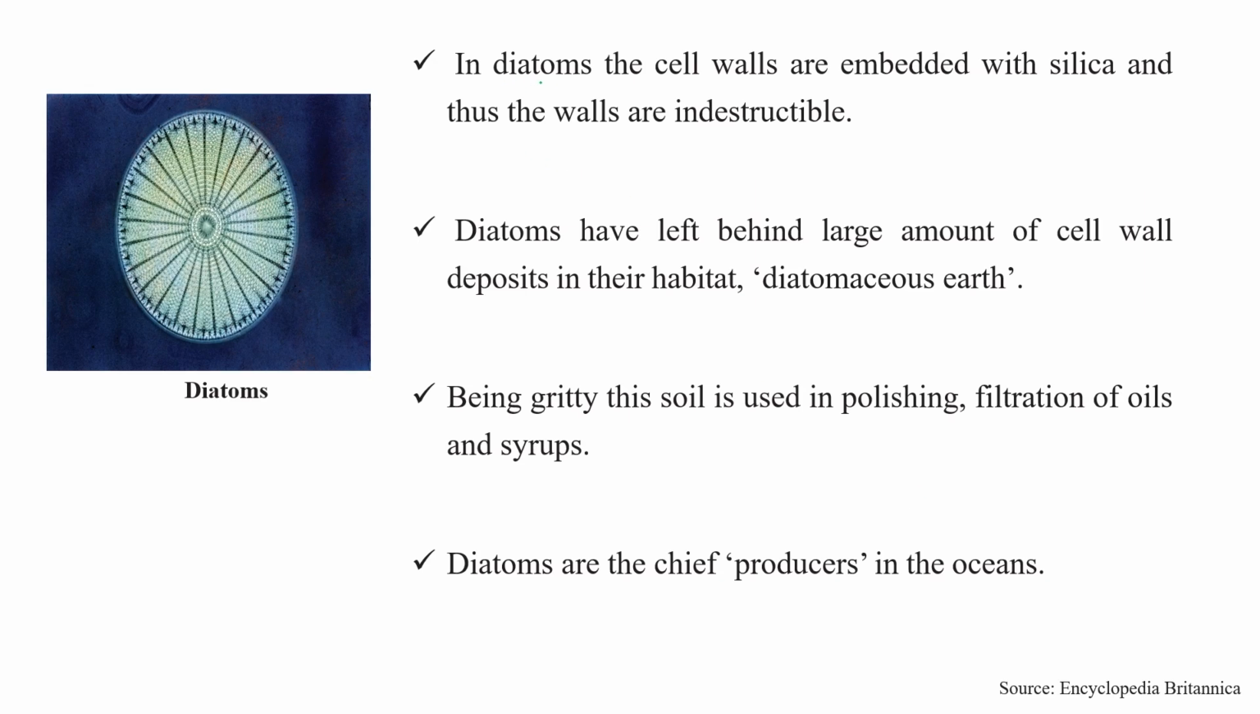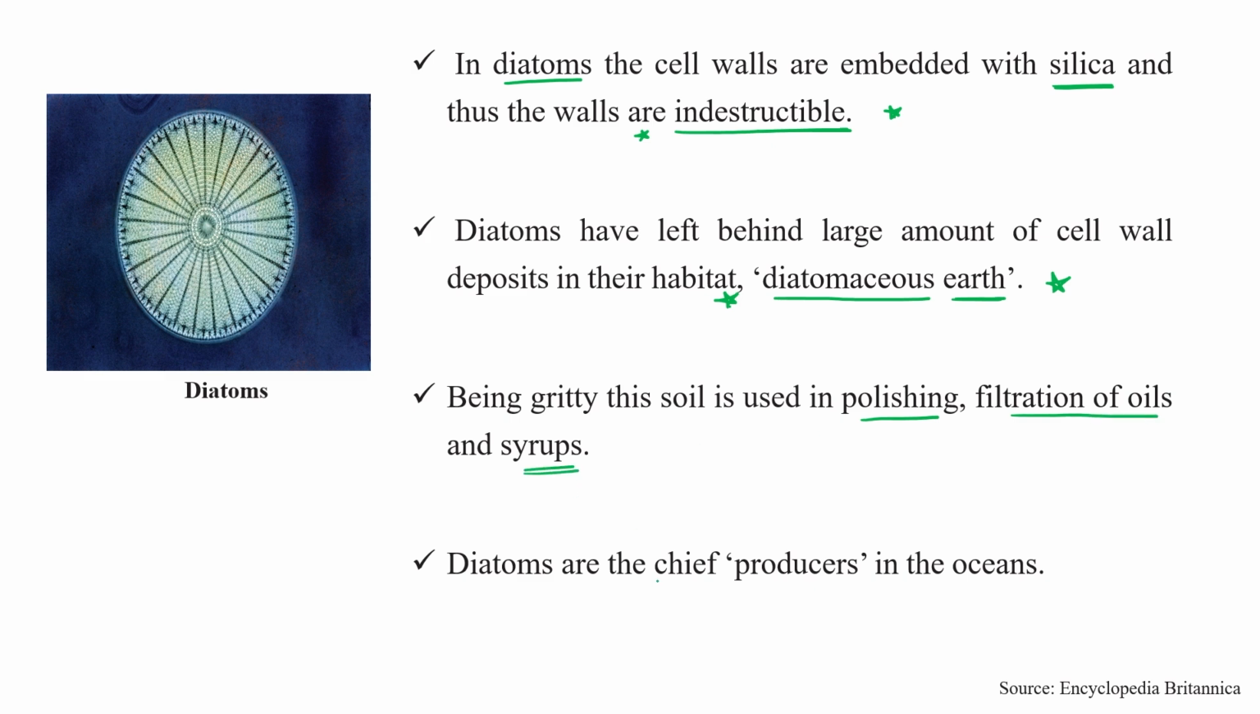Diatoms also come under the same category. In diatoms, the cell wall is embedded with silica. So much silica is present in their cell wall, and that's why their cell walls are indestructible. We cannot destroy their cell wall. Okay, and this is the main characteristic of diatoms. Diatoms have left behind a large amount of cell wall deposition in their habitats, and that's why that particular habitat is also popularly known as diatomaceous earth. Diatomaceous earth. Okay, being gritty, this soil, where plenty of diatoms are present, is used for polishing purposes, filtration of oil, and filtration of syrup.